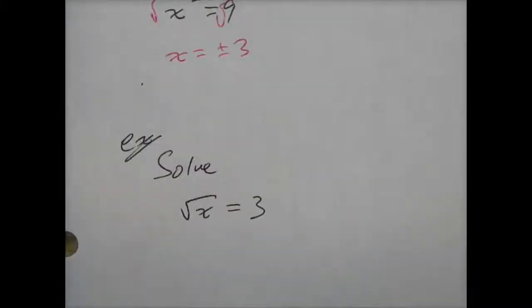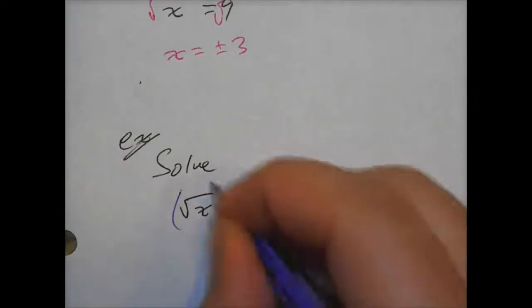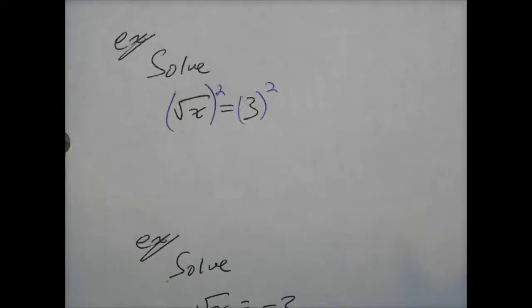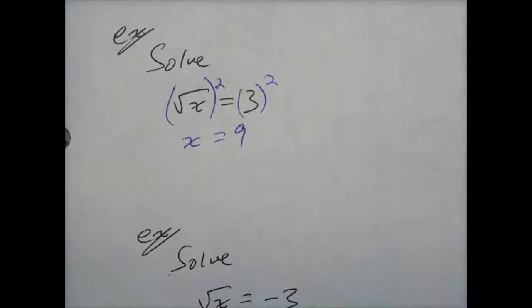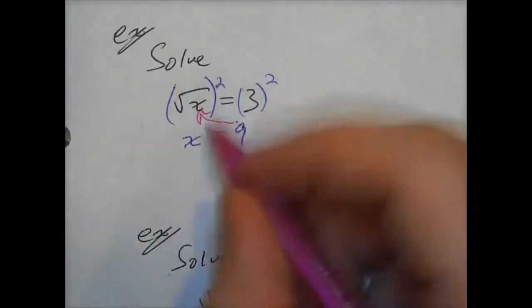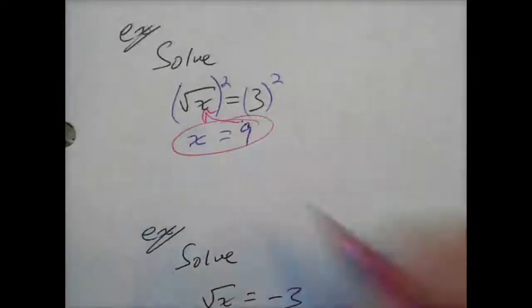But big hint, in order to get rid of a square root, you can actually square both sides. So if we square both sides, that gets rid of the square root such that I have x equals 9. Now, here's where we have to be careful, because if we put 9 back into our original equation, square root of 9 is positive 3, so we are good to go, and that is a solution.